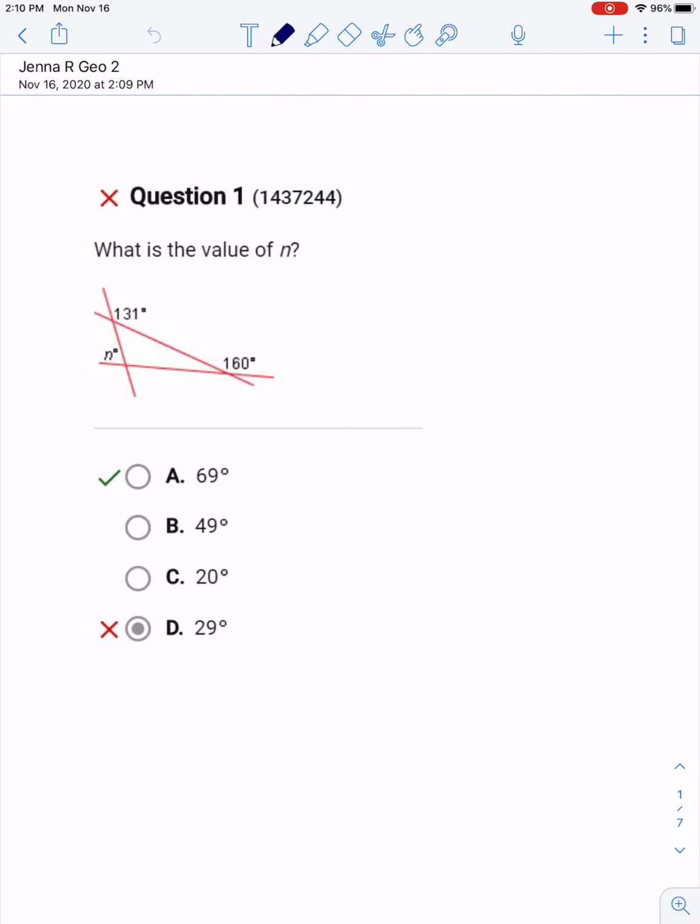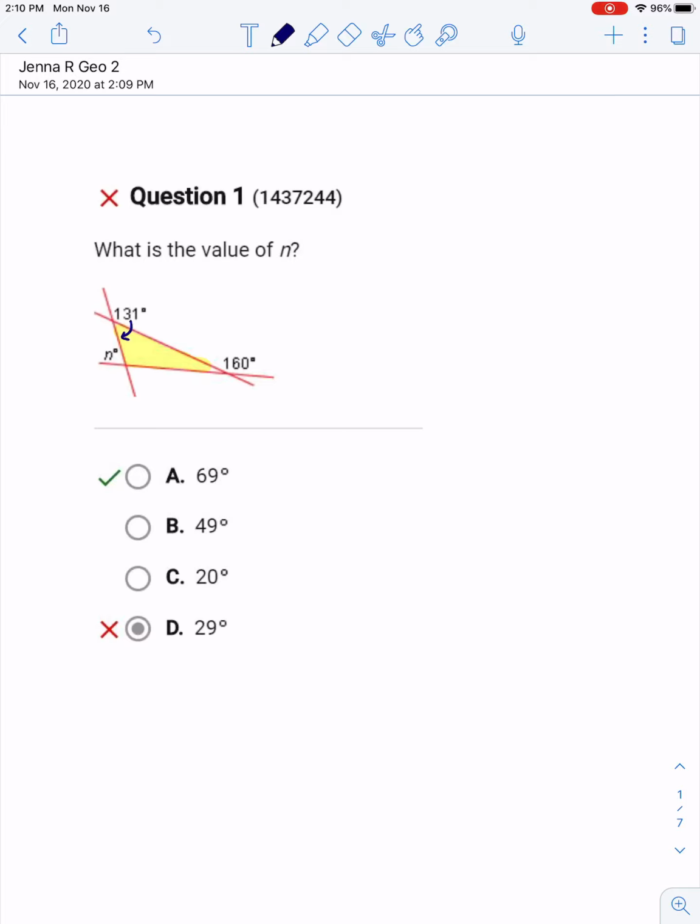So this first question, it says, what is the value of n? Basically, n is an exterior angle. So what that means is we have this triangle that I'm going to highlight in yellow. We have this triangle on the inside of all of these lines, and we know that in a triangle, all three angles add to 360. So what they gave us, this exterior angle, is 131.